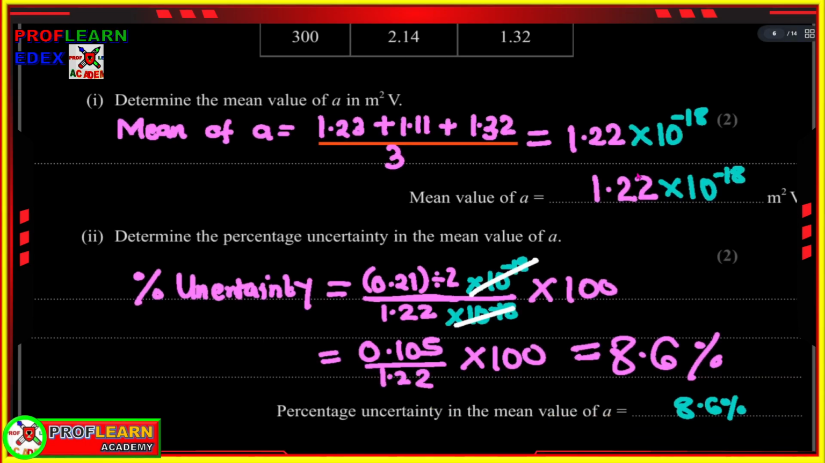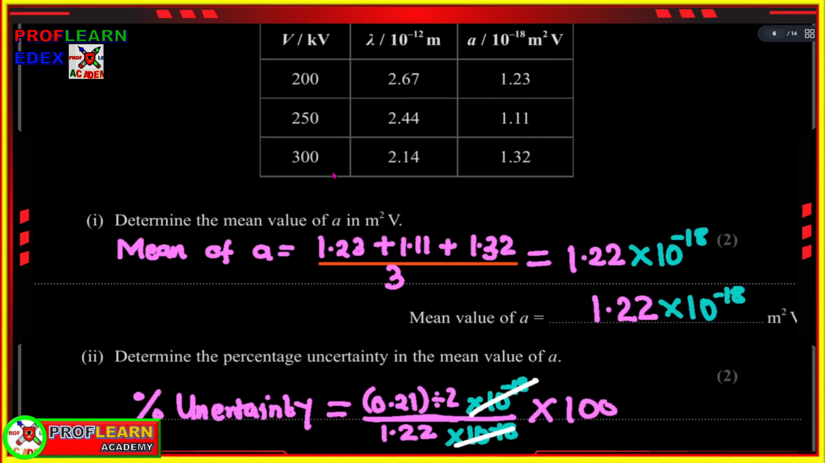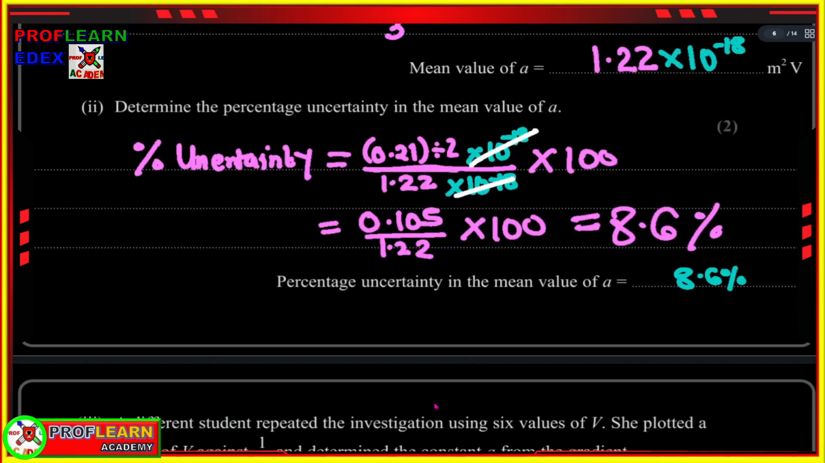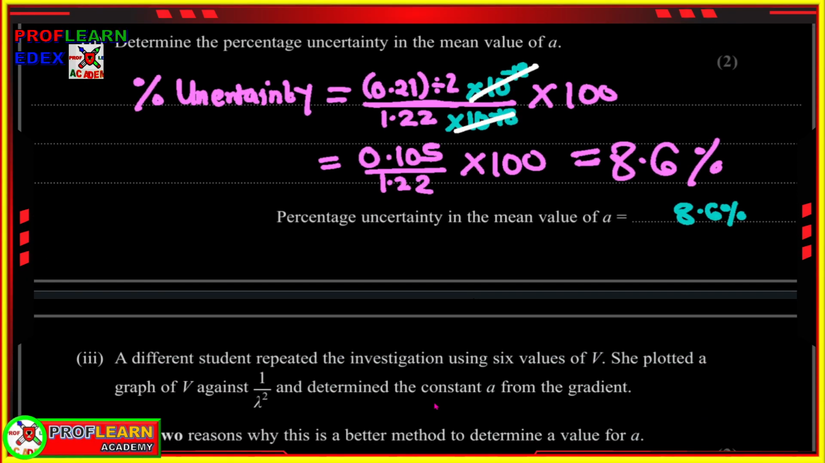I got my mean as 1.22 times 10 raised to the power negative 18, and the uncertainty will be the difference. What I did, I subtracted 1.11 from 1.32 so that I can get the range, and that value I got as 0.21. I divided by 2 because 0.21 is the range, so that I get the uncertainty. So if you work out the uncertainty, you'll get a value equivalent to 8.6% as our uncertainty.